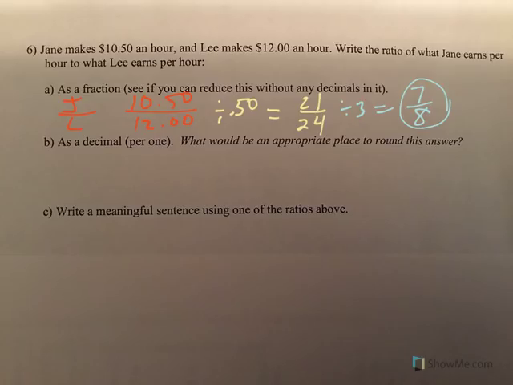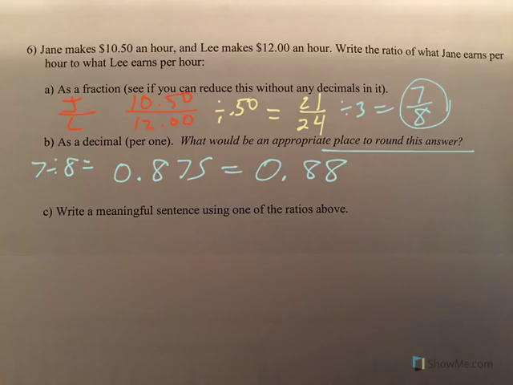Now let's go ahead and change that to a decimal. So I take 7 divided by 8, and I get 0.875. And it talks about what would be appropriate to round. Well, I'm going to round to 2 places. Why am I rounding to 2 places? Well, we're talking about money, right? Everything here is talking about money. So it makes sense to say we're going to talk about money and make this 88 cents over 1.